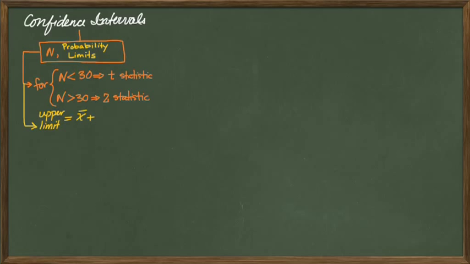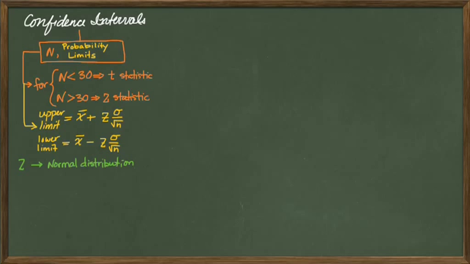Therefore, when we go to calculate the upper limit, that is calculated as the mean plus z times the standard deviation of the sample divided by the square root of n, the number of samples. And the lower limit is the same calculation, except it's just the mean minus that quantity. And the z is what we get from the normal distribution.